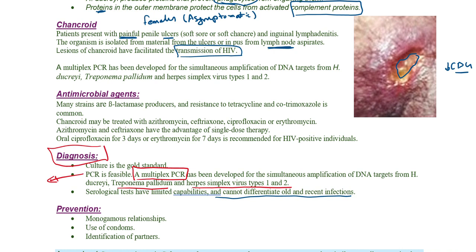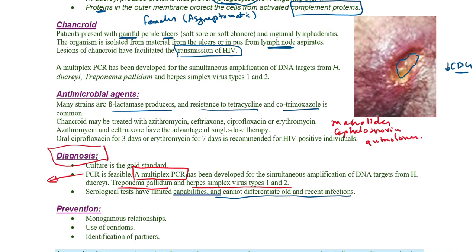Most Haemophilus ducreyi are beta-lactamase producers, and at the same time resistant to tetracycline and cotrimoxazole. That's why the preferable treatment is through macrolides, through cephalosporin, and quinolones.